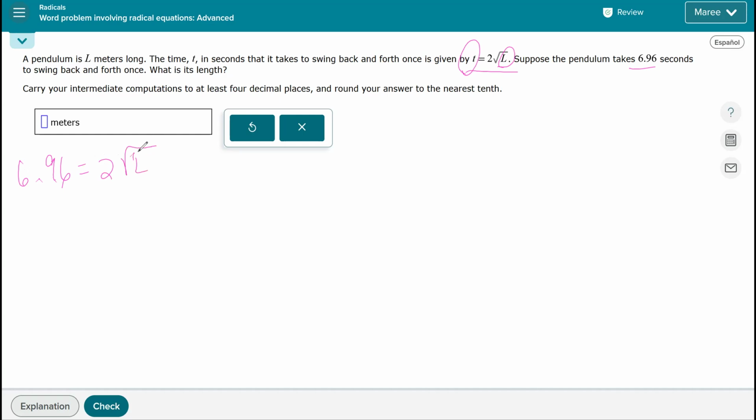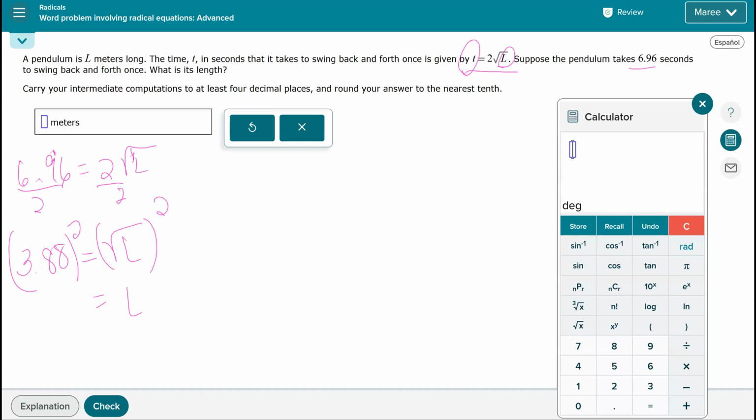Now we need to solve for L. In order to do that, we want to get our square root by itself. So we're going to divide both sides by 2. What is that going to be? 3.88 equals square root L. Then we're going to square both sides. So that becomes L. We need to find out what 3.88 squared is. Let's see, where's our squared? We'll use this one and put a 2.